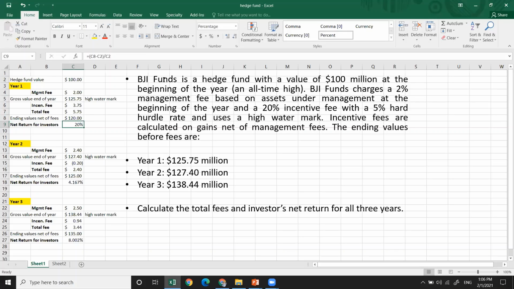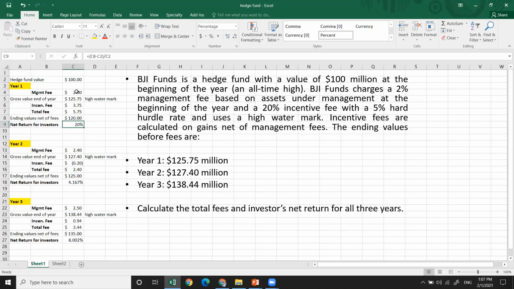So the question we were dealing with was this. There was a hedge fund with a value of 100 million at the beginning of the year. The fund charges a 2% management fee based on the asset management at the beginning of the year, and a 20% incentive fee with a 5% hurdle rate, and uses the high watermark. Incentive fees are calculated on the gains net of management fees. This is the example we solved together, but with different numbers you were given another example. You had to just substitute the numbers and do everything.